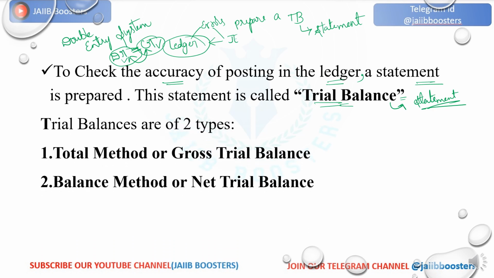Trial balance is of two types. One is the total method or gross trial balance, and the other one is the balance method or net trial balance. In this chapter we are going to discuss net trial balance. This is the one we are going to follow here. We don't follow the gross trial balance, we will only follow the net trial balance.